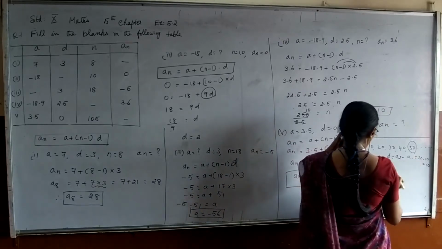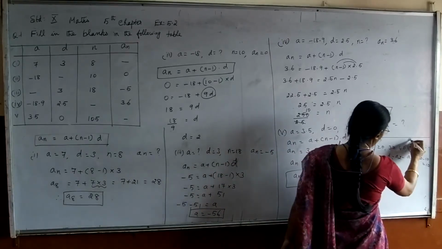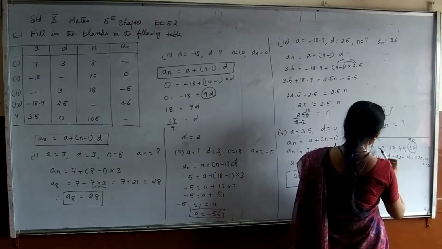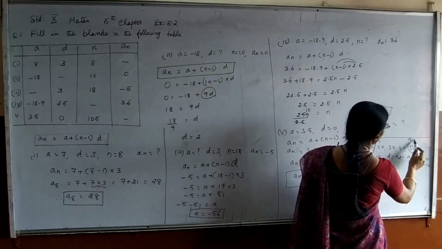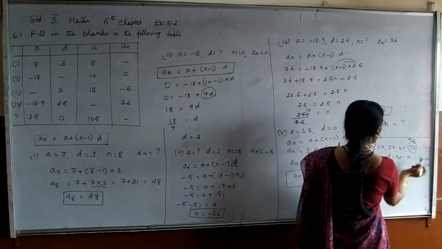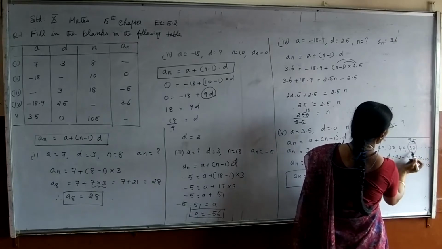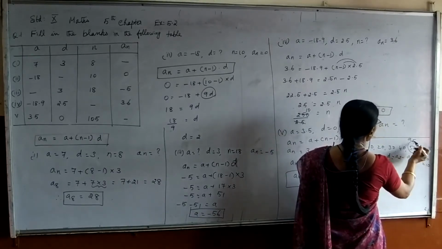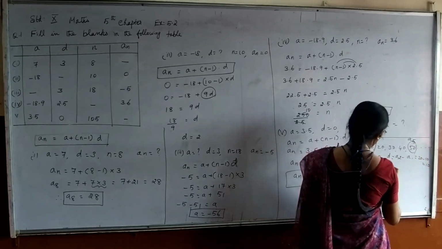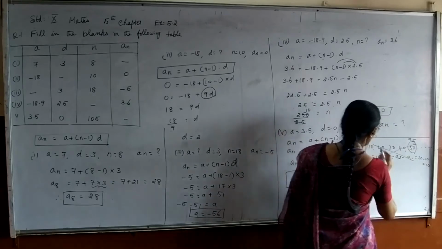If I take An as 50 here, what is N here? N is equal to 5. This is the fifth place, A5. So N is equal to 5 and An is equal to 50. N shows the serial order, whereas An shows the entry in that particular serial order. Hope you understood.